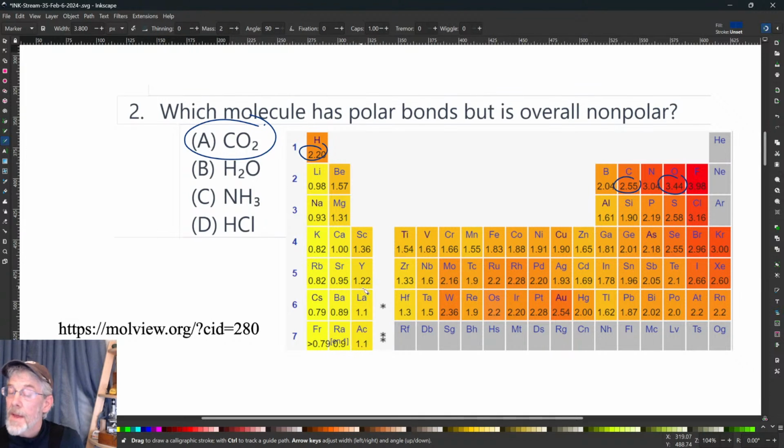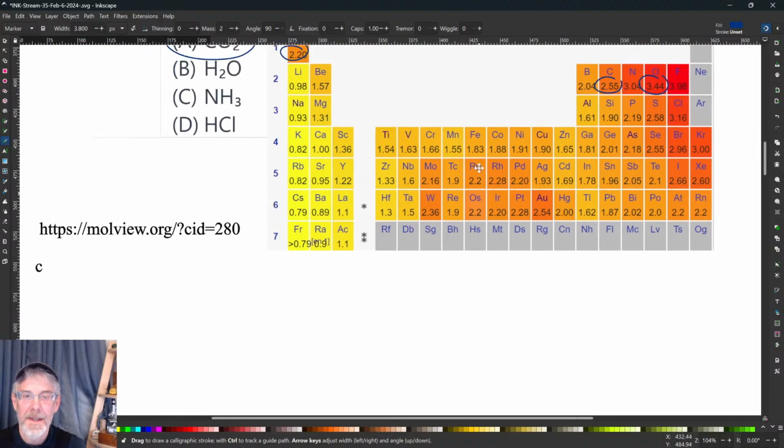All right, so that's pretty common to see this type of question on an exam where you have to figure out which bonds are polar and not polar. And then sometimes they try to trick you with the symmetrical molecule. So if that molecule is symmetrical, it's going to be nonpolar because the dipoles will cancel out.